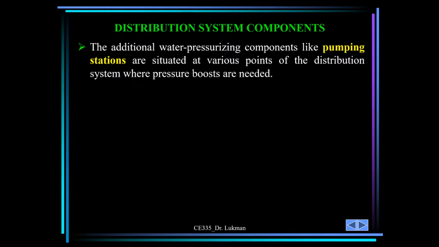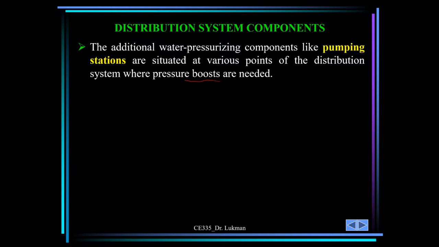Still on the distribution system components. We have additional water pressurizing components like pumping stations, which are located at various points of the distribution system where pressure boosts are needed. As water flows in the pipelines, they lose energy. I mean, there is head loss. Okay, the pressure head reduces as it is flowing in the pipelines. So sometimes, depending on the distance, there is need to boost the pressure. Okay, that is to increase the pressure, because the more the pressure head, the more the water can reach the tallest building in the area.